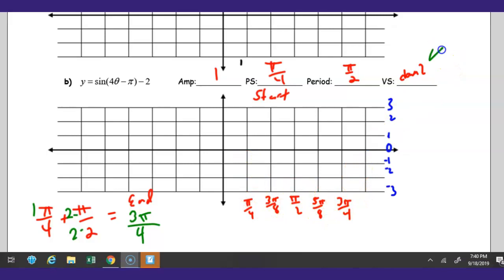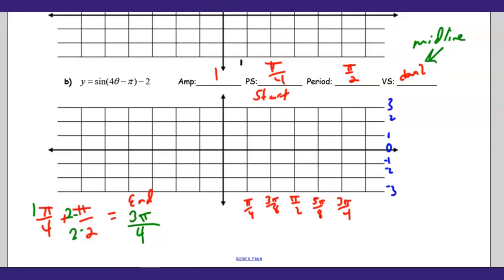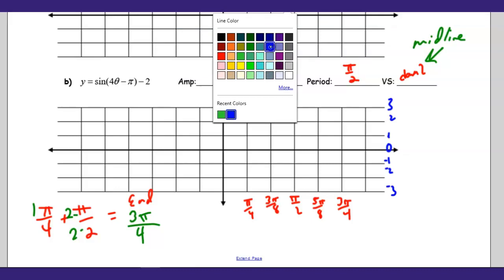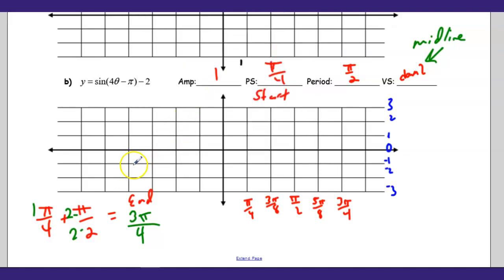Now remember, my vertical shift is my midline. So let me draw you a midline real quick. All right, cool. So my midline is at -2. Oops, here, let me just draw it. Then I'll move it down. All right, there's my midline.